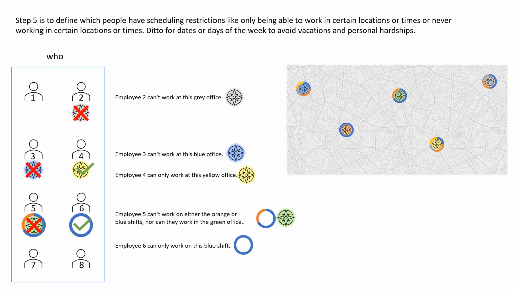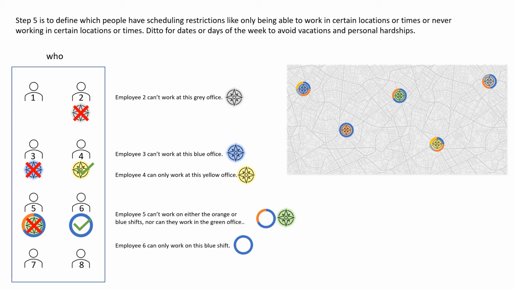All right, step 5, we're going to create exceptions. Every employee has scheduling restrictions. They can only work in certain locations, they can only work at certain times, or they can never work in certain locations or never work on certain times. The same for dates. Maybe they have vacations scheduled in August. Maybe they can't work on Fridays or Wednesdays for whatever personal reasons. You record all this in the application, and it's going to take that into account when it figures out where they're going to be assigned.